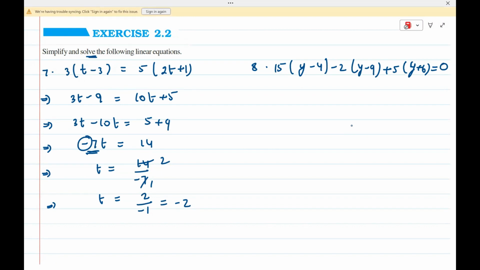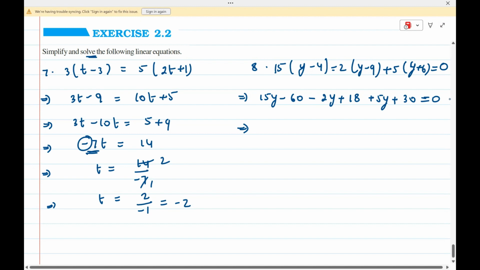Here, first open the bracket. So 15 into y, 15y; 15 into 4, 60. Then here minus 2y, minus minus plus, so 2 into 9, 18. 5y plus 30 is equal to 0. This is also a linear equation in y, because there is an equal sign. On the other side it is 0, does not matter. For qualifying the definition of an equation, there should be an equal sign in the algebraic expression, and there is an equal sign, so it is an equation.